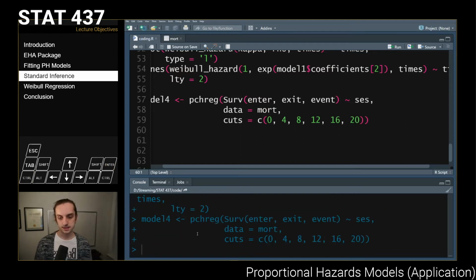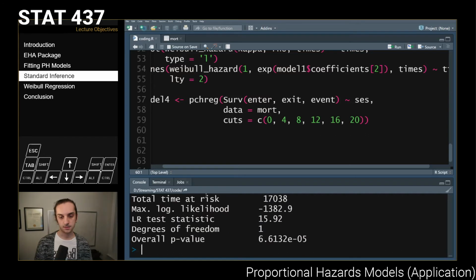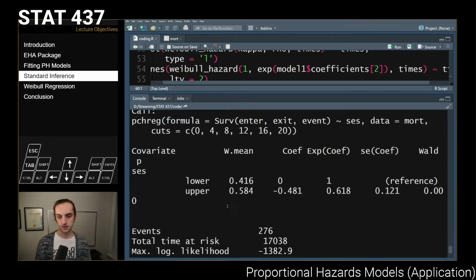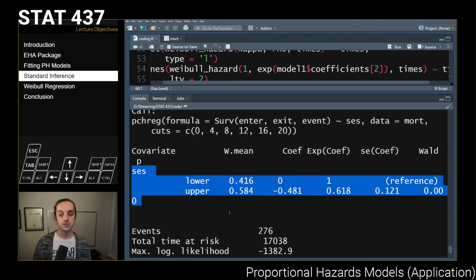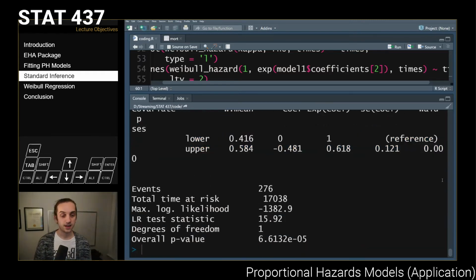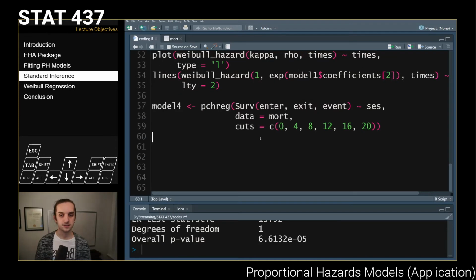And if we run this, and I come in here, you can see that my model 4, if I scroll this up, now we get our socioeconomic status indicator, but we don't actually see any other parameters being estimated. The reason for that is because there's not one shape or scale parameter. Instead, we're estimating different shapes and scales on each one of these intervals. And so then you could ask, how do you get to those?